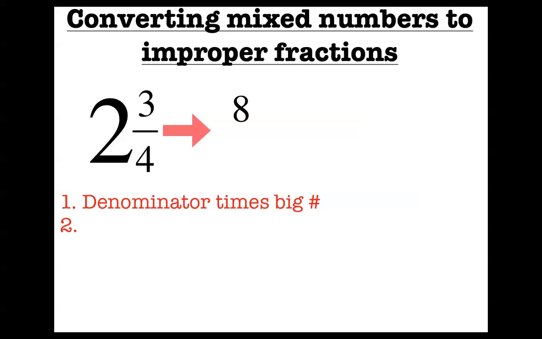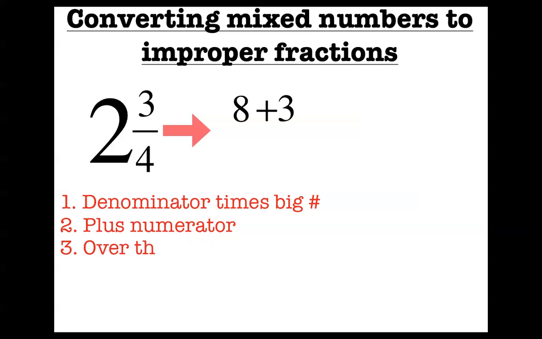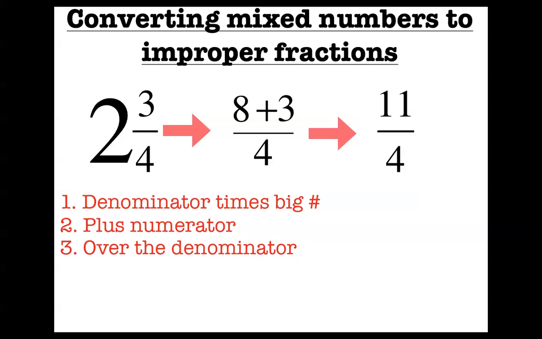The second step is going to be plus the numerator. What was the numerator in this case? Well, it was the 3 on the top of that 3/4. Then you're going to put it all over the denominator. What denominator? The denominator that you started with, the 4. So if you finish this problem up, you're going to have 8 plus 3, which is 11/4.